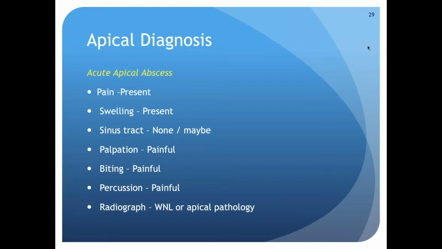Next, we have our acute apical abscess. So pain is definitely going to be present and swelling is present as well. Sinus tract, probably not, but there could be one. Palpation is going to be painful. We really want to key into that. Biting is going to be painful. Percussion is going to be painful. And the radiograph is either going to be within normal limits or you're going to see some sort of apical pathology.